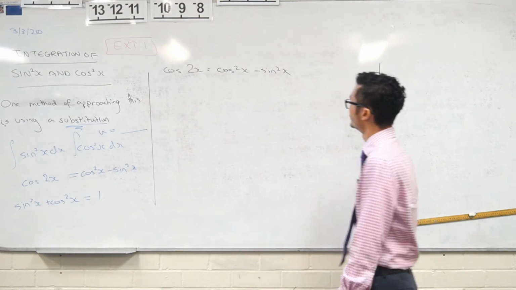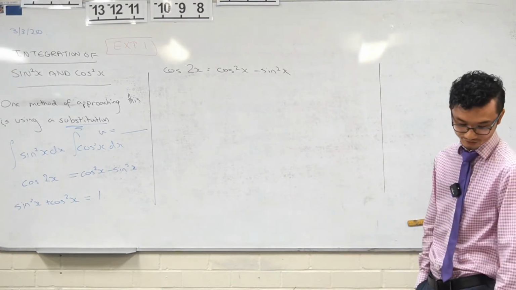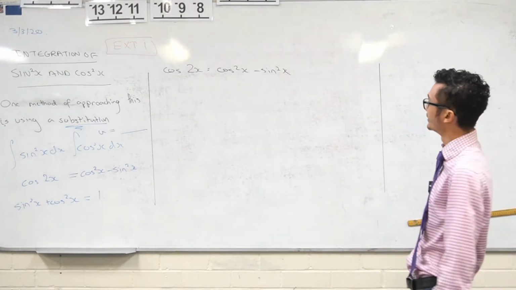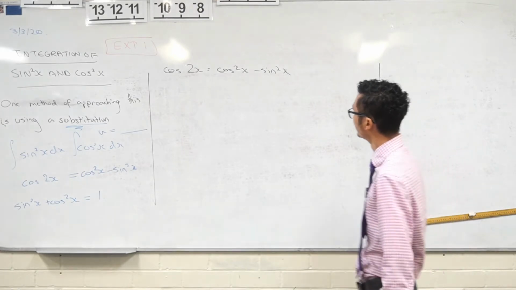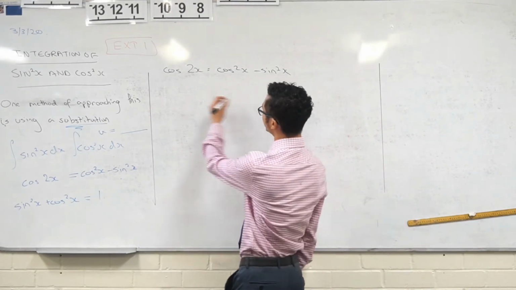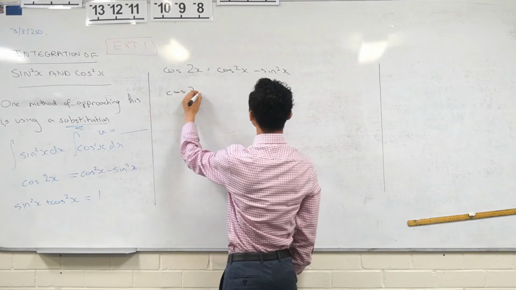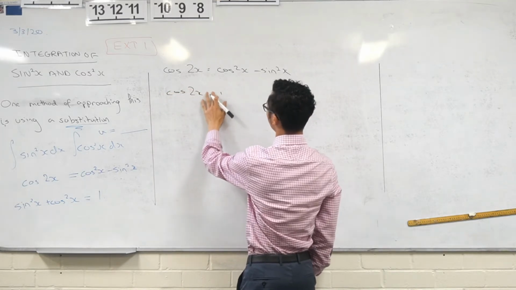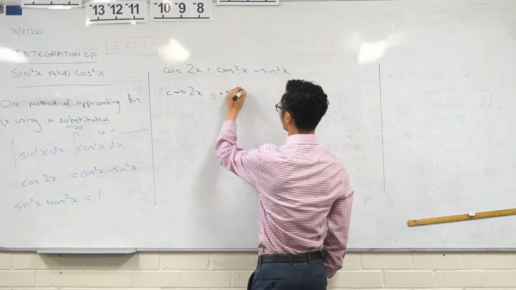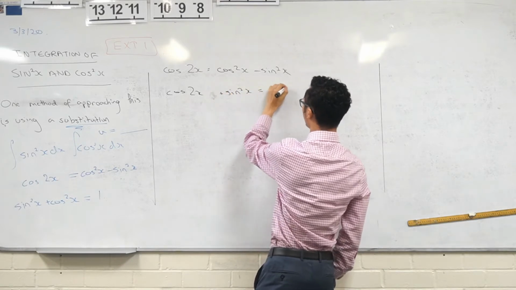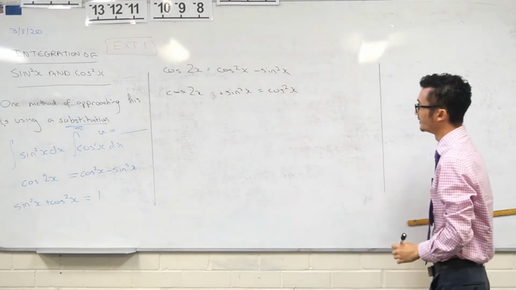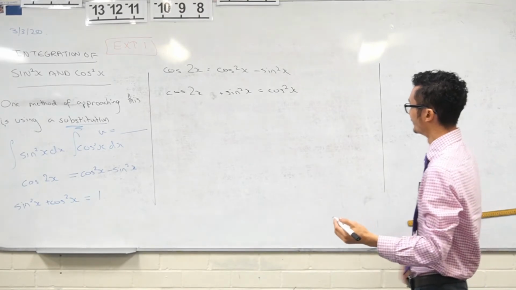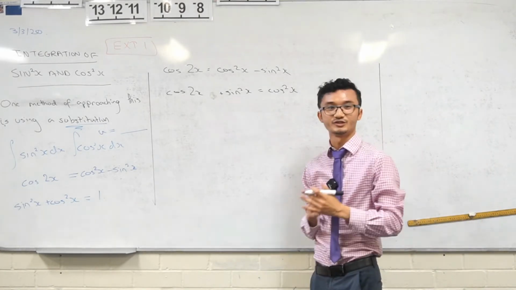I've got cos²x equals cos²x minus sin²x. And I'm going to try and make cos² the subject. So what can I do? I can do a bit of rearranging. Let's move that to the other side. Add sin²x to both sides. But I still have this problem, in the sense that I've still got this sin²x over here. Not much I can do with that.